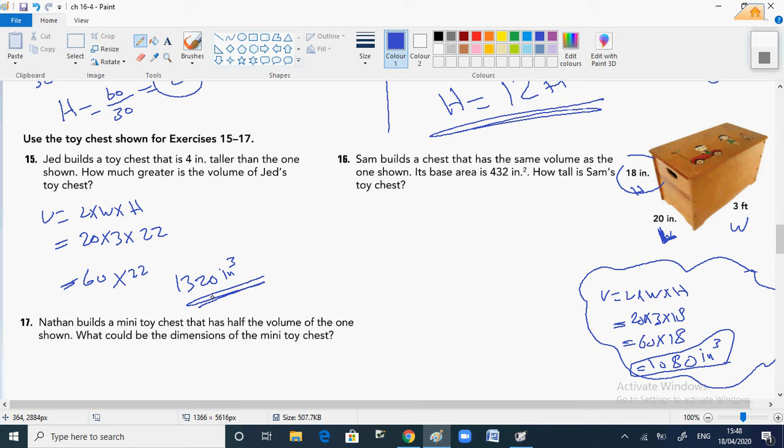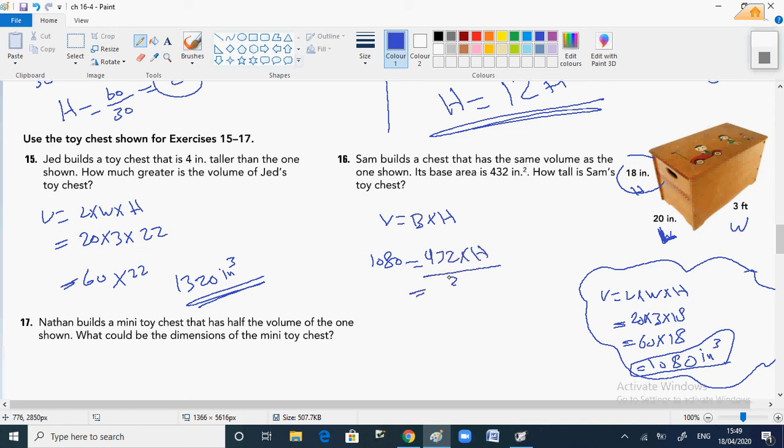Okay, because Jet built a toy chest that is 4 inches taller than the one shown. Look, the height here is 18, so I will add 4 and it becomes 22, right? For question number 16, Sam has a toy chest that has the same volume as the one shown. Its base area is 432 inches. How tall is it? Here, volume is base times height. The volume is the same, 1080, because they are the same, and the base is 432 times the height.